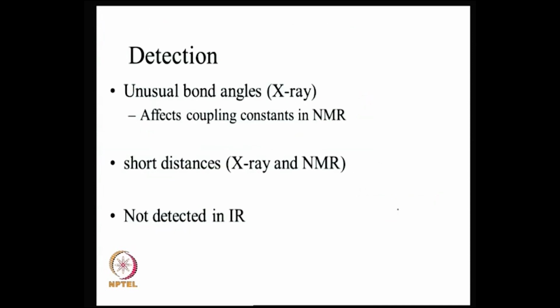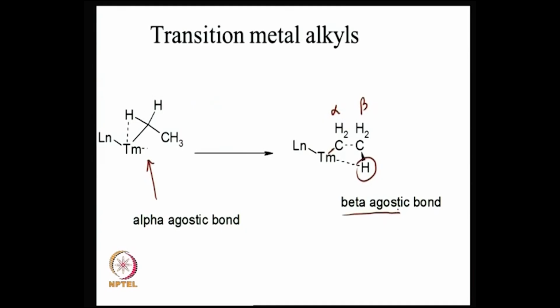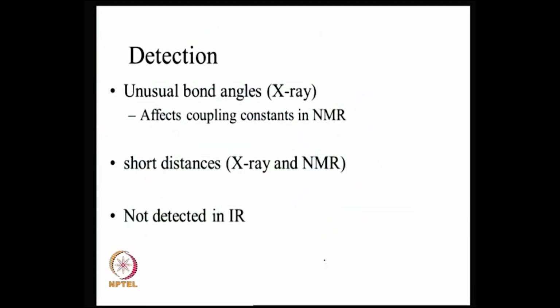So, it is possible for the beta agostic interaction to lead to a decomposition reaction, in which the transition metal forms an olefin and a hydrogen. This is a reaction which we are going to discuss much later. But how do we know that this weak interaction is present in these compounds? Usually, you end up with unusual bond angles between carbon and hydrogen, and these unusual bond angles have been consistent with the interaction that we just talked about.